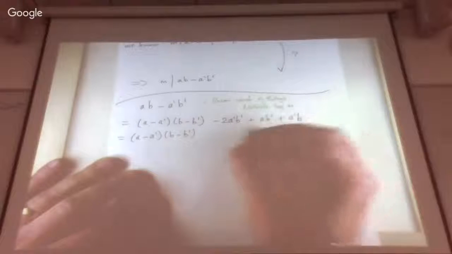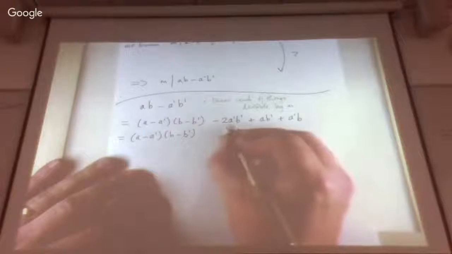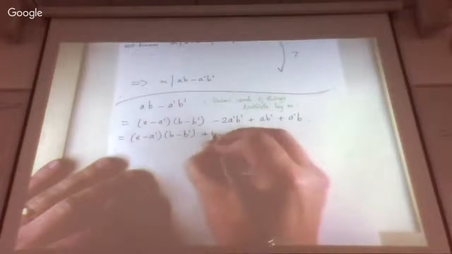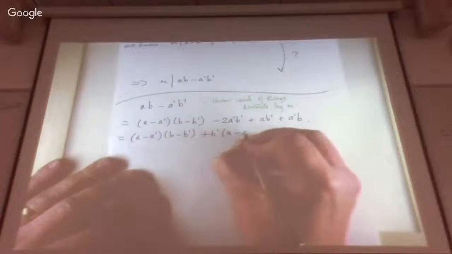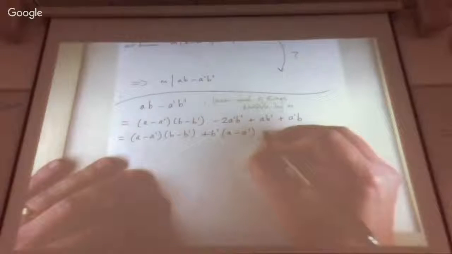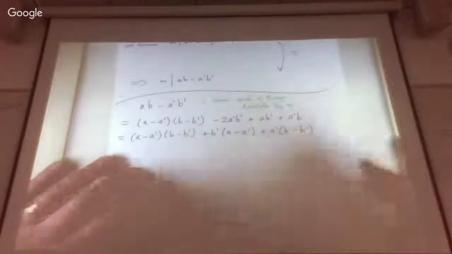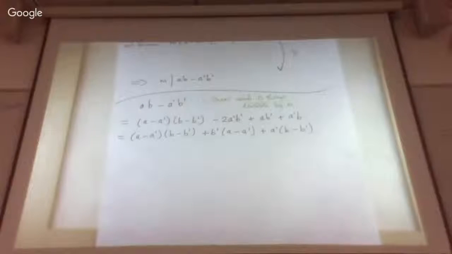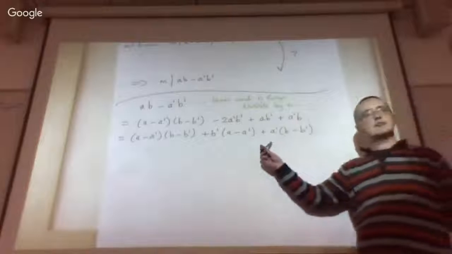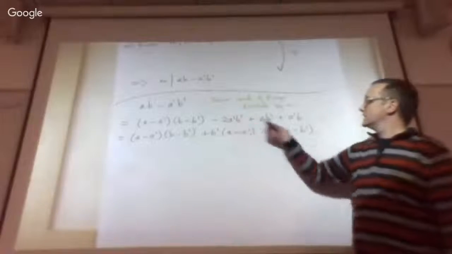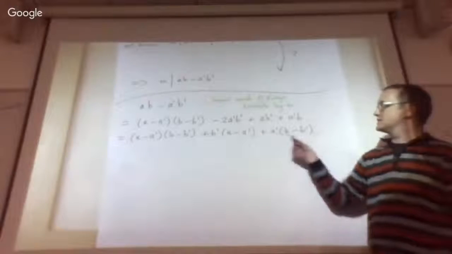Well, here, see, I take these minus 2 and I pair one of them with this one and the other one with the other one. And I can write that as A B prime into A minus A prime, plus an A prime into B minus B prime. Okay, that was the magic answer I was going for here somewhere. But I twisted around on myself here. Okay. So I've left that alone, and those 3 terms are reorganized into this.